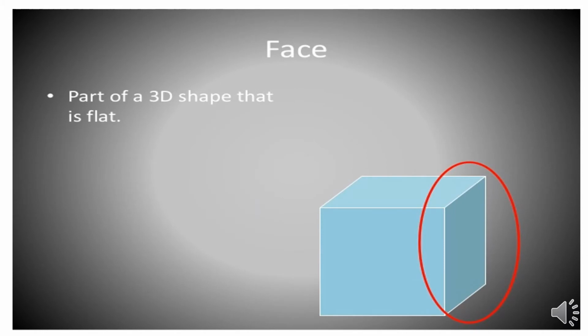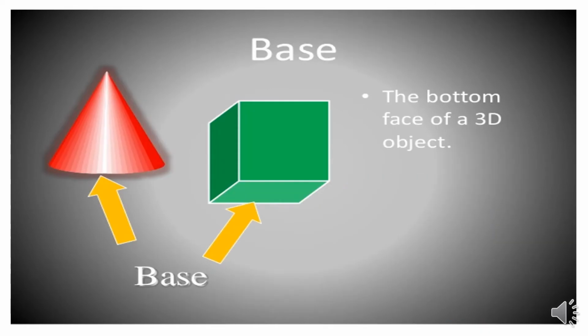Face, part of 3D shapes that is flat, right, is called face. You can see here in this cube that is circled with red color, it is called as face. Base, the bottom face of 3D object is called base, that is shown by the arrow.